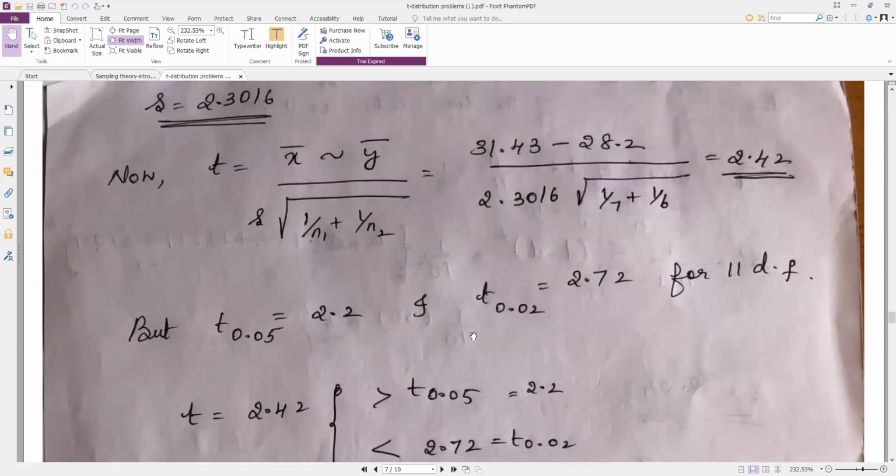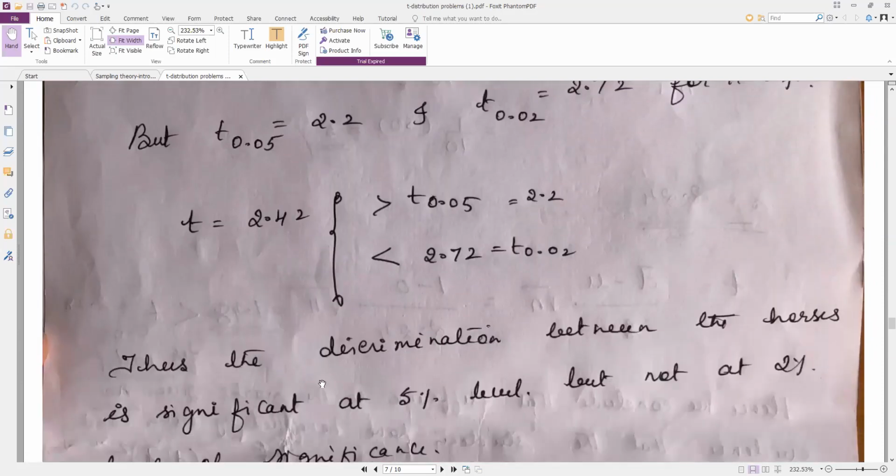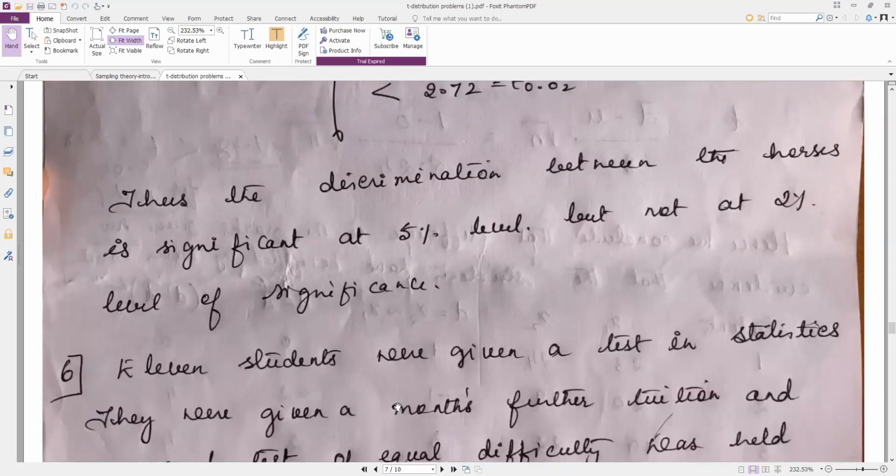Here you can see, for T at 5% level, they have given the value 2.2, correct? And for T 0.02, that is 2% level, they have given 2.7. So for 5% level, it is rejected. But for 2% level, since it is less than, we are accepting the difference. Thus, the discrimination between the two horses is significant at 5%, but not at 2% level of significance.